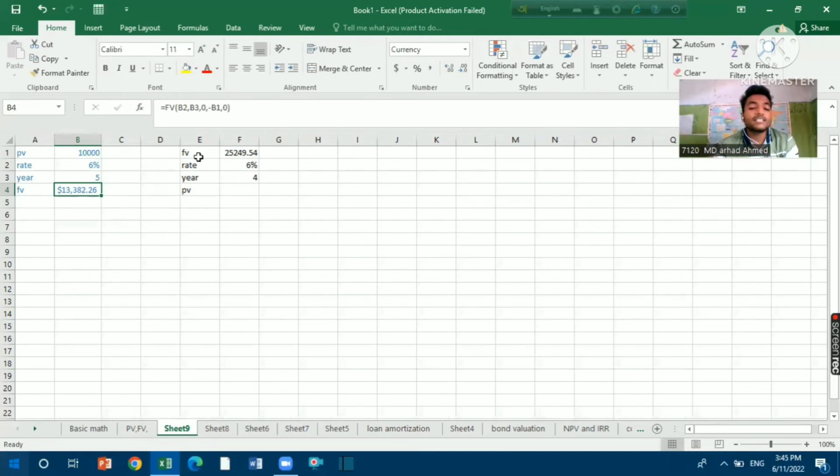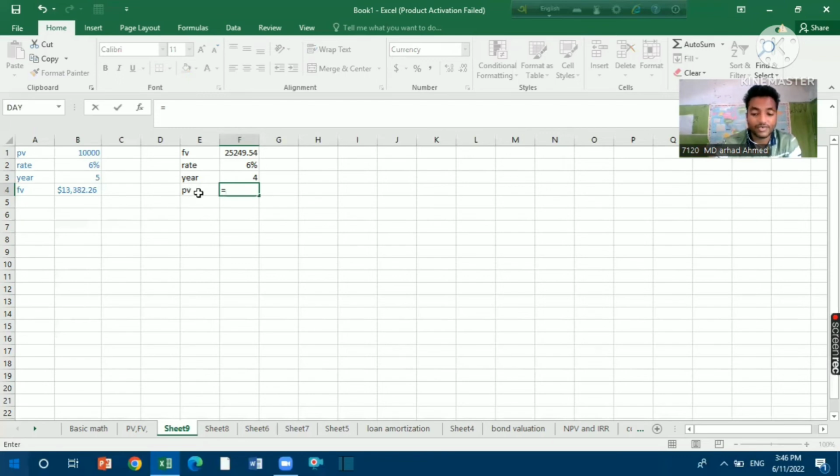$13,382.26. In the second case, you can see the future value is 25,249.54, the rate of interest is 6%, and the number of years is 4. And in this case, we have to find out the present value. That means if you want to get $25,249.54 from a financial institution after 4 years at a 6% interest rate, how much money will you have to invest in that financial institution? So take the equal sign at first, and we are going to find out the present value. So definitely we have to use the formula of PV, that means present value.